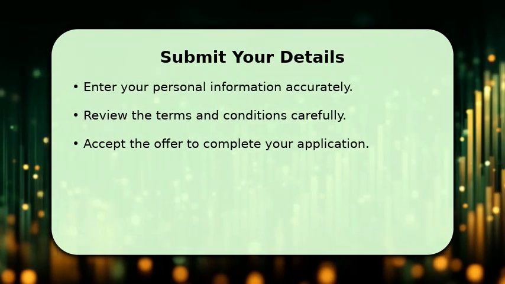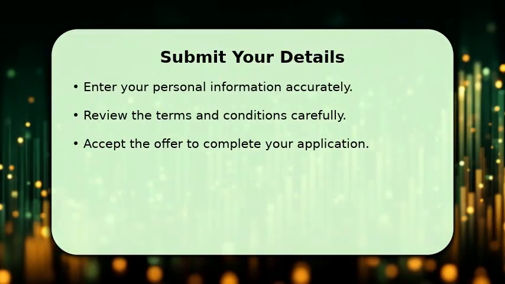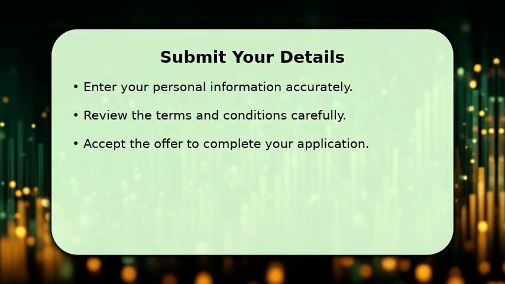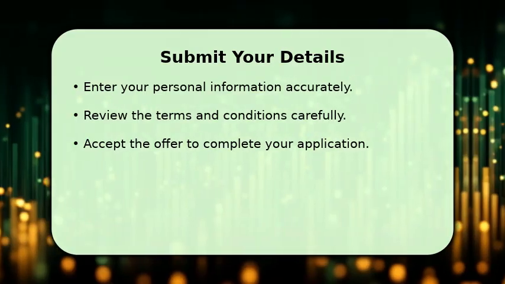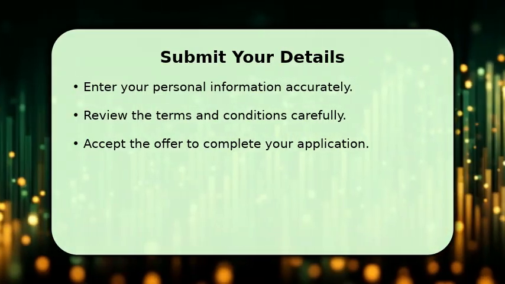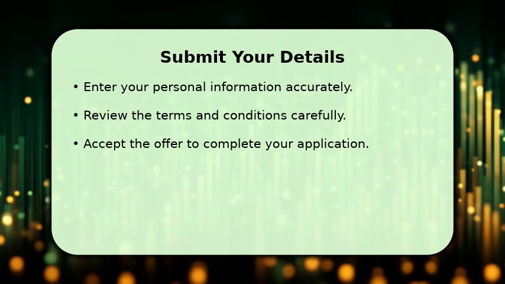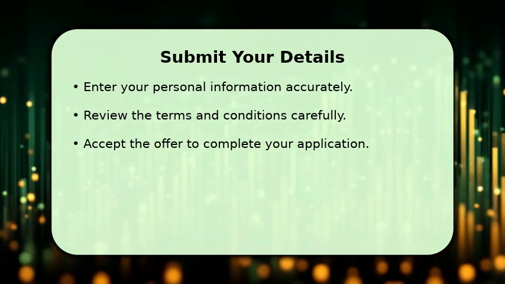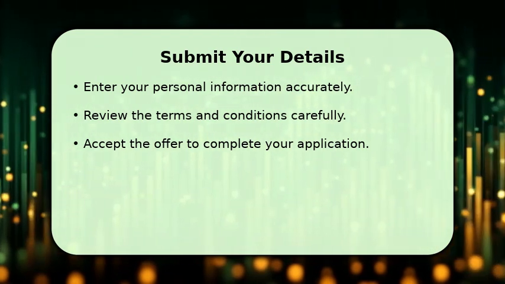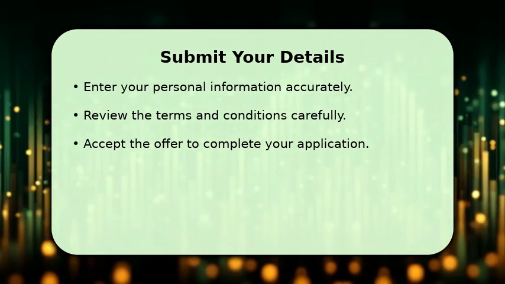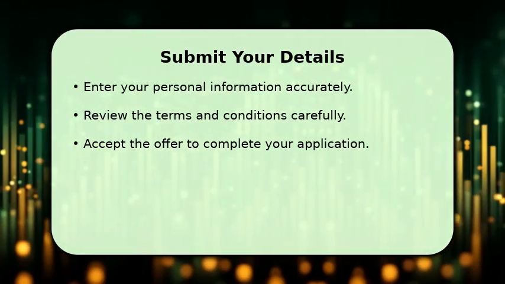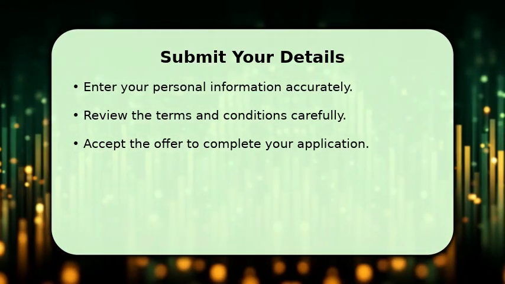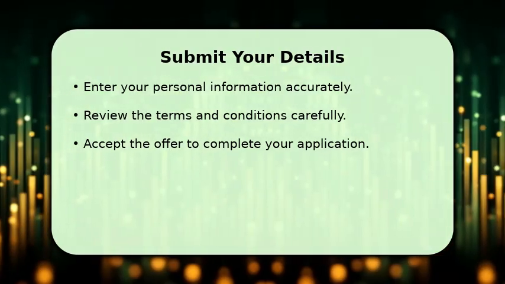Next, you'll be prompted to enter your personal details, such as your name, date of birth, and the last 4 digits of your Social Security number. Make sure all information is accurate to avoid delays. After submitting, you'll receive an offer with your credit limit and interest rate. Take a moment to review the terms and conditions thoroughly before accepting. Once accepted, your Apple Card is ready to use.